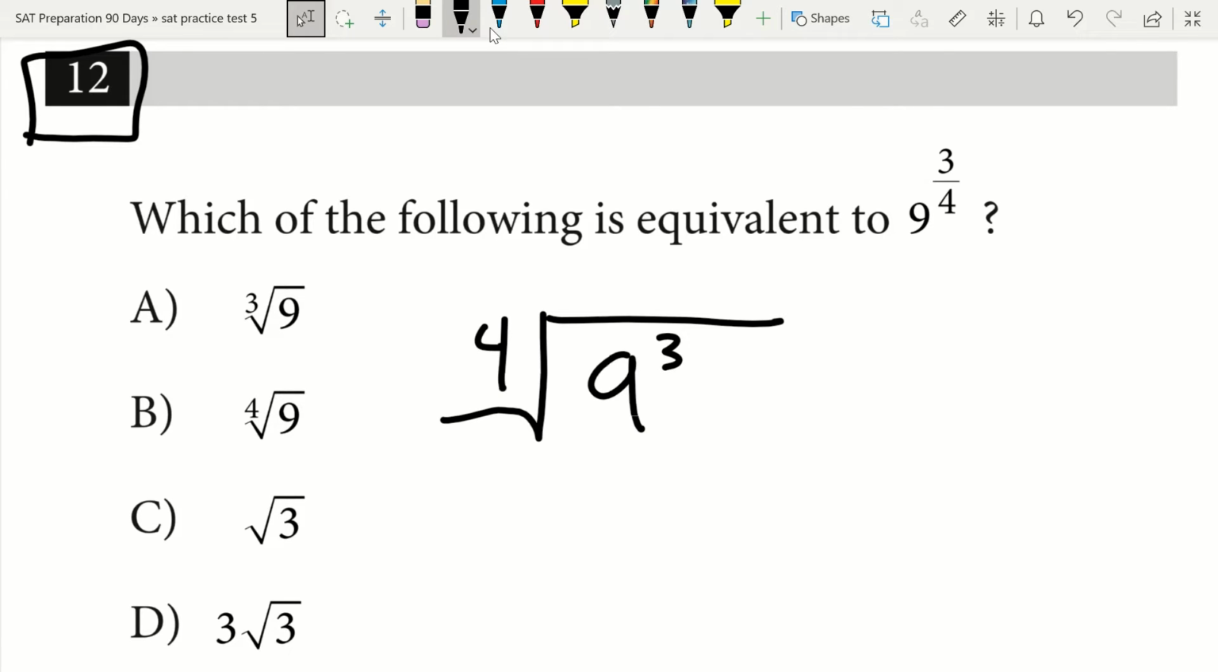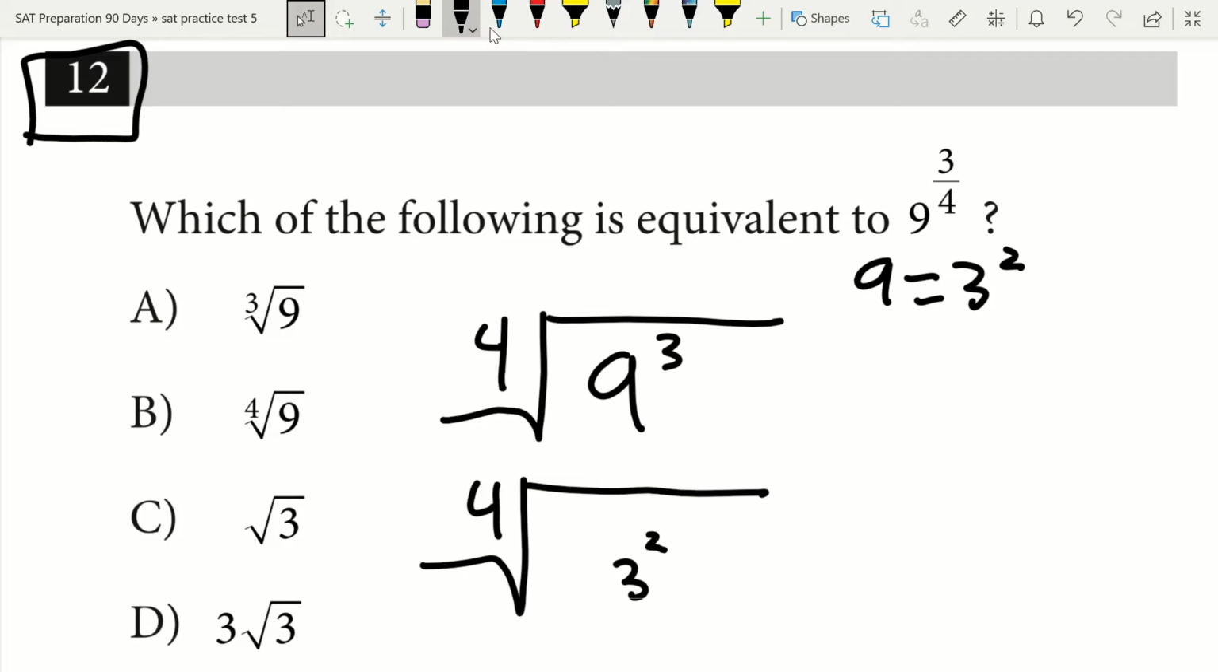Now, one thing that we can also do, since when we look at our answer choices, we don't have that as an option, right? We don't have the fourth root of 9 to the third power as an answer choice. Then what we want to do is take 9, and we know that 9 is equal to 3 squared. So we put 3 squared in for 9. So we're going to have the fourth root of 3 squared to the third power.